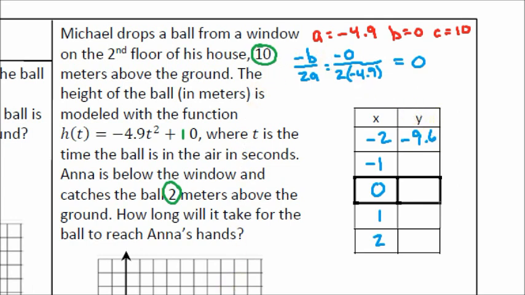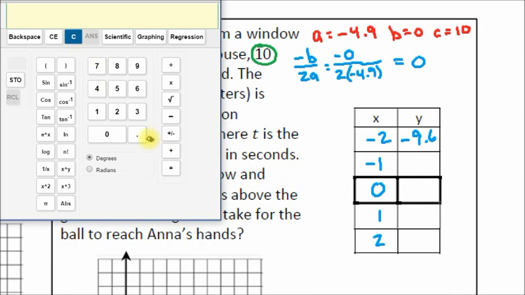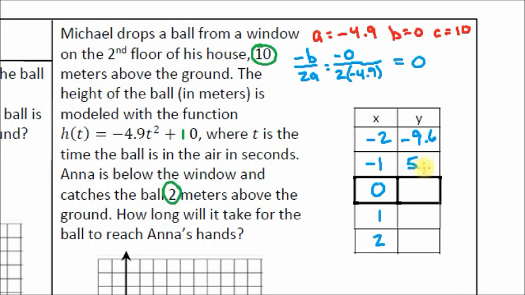All right, let's do one more together. So let's do the negative 1. So we're going to put negative 4.9 and in parentheses negative 1 squared plus 10. And we've got 5.1. If you check the other numbers, you'll find that at 0 you'll be at 10, at 1 you'll be at 5.1, and at 2 you'll be at negative 9.6. All right, so let's go ahead and graph these.